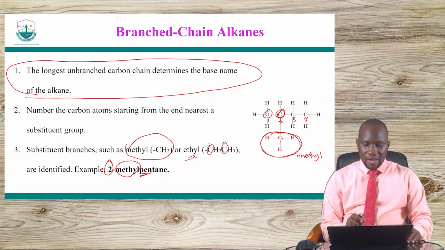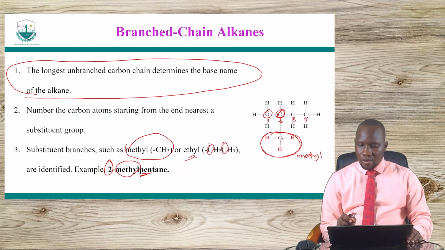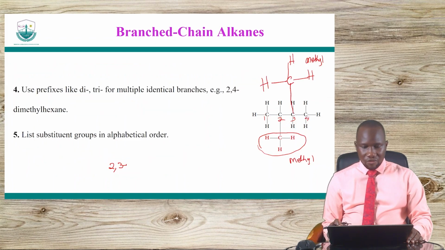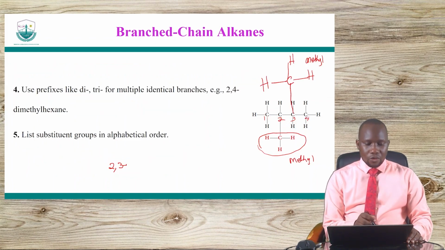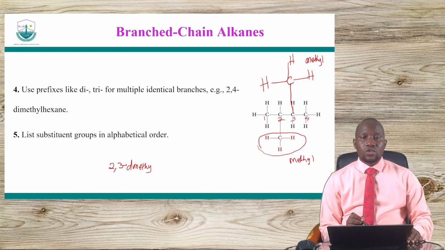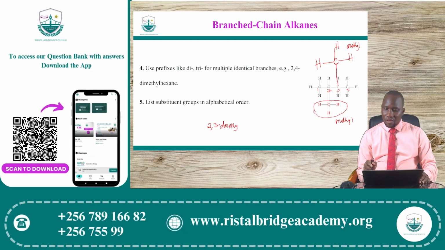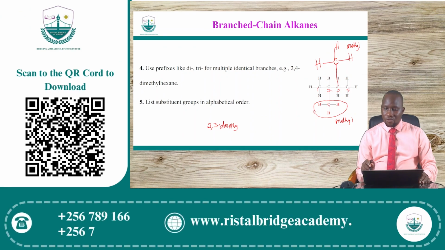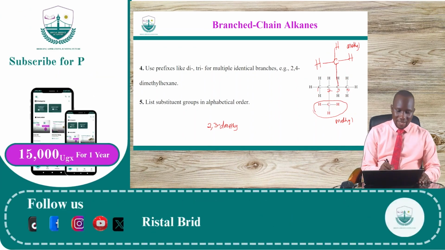Okay? So that's why we have 2,3-dimethyl. Di because there are 2 methyl groups. So how many hydrogen atoms? Are they still 5? They have increased by 1, 2, 3, 4, 5, 6.